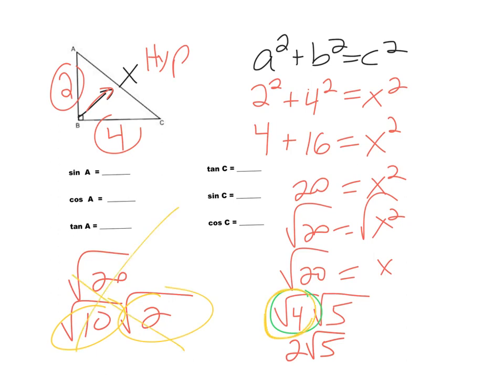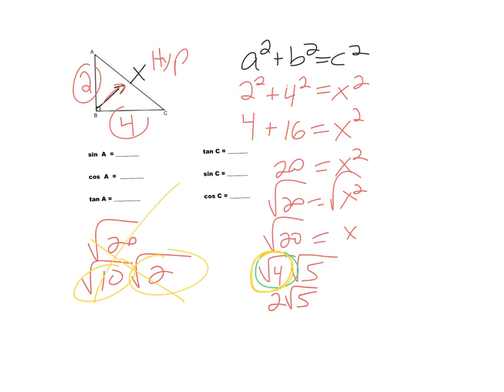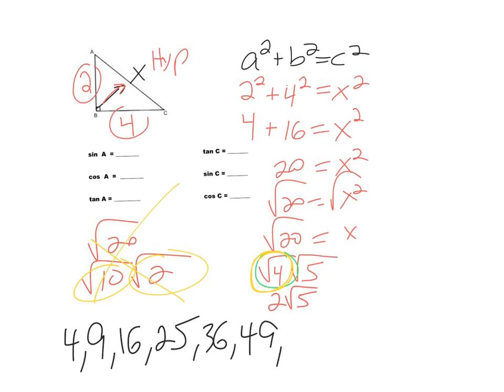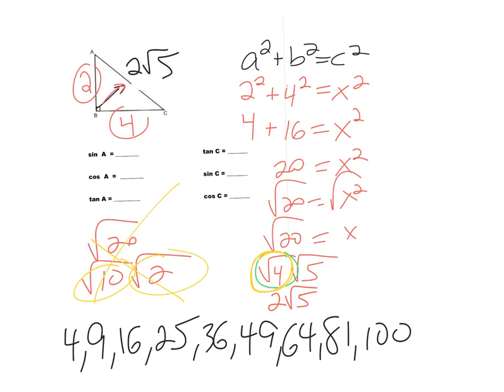We're going to instead look for a perfect square number. Remember, list of perfect squares. 2 times 2 is 4, 3 times 3 is 9, 4 times 4 is 16, 25, 36, 49, 64, 81, 100. Those are the first 9 perfect squares. So that tells me the hypotenuse of this right triangle is going to be 2 radical 5.